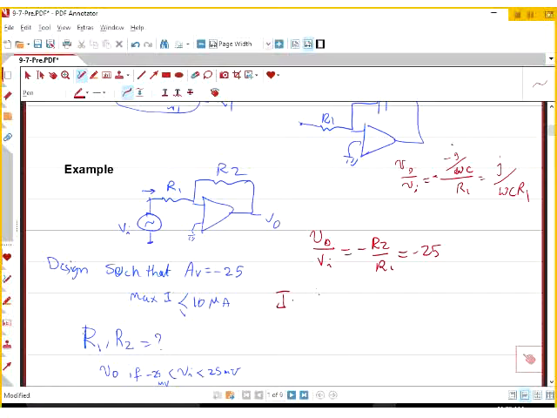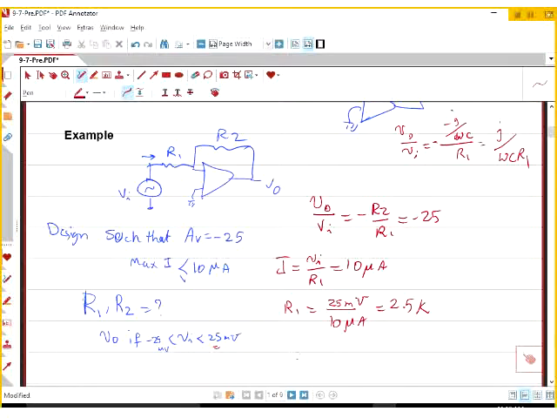We know that I equals VI divided by R1. You want this to be 10 microamp. VI here is 25 millivolts. So your R1 is 25 millivolts divided by 10 microamp, and that will give you a limit of 2.5K.